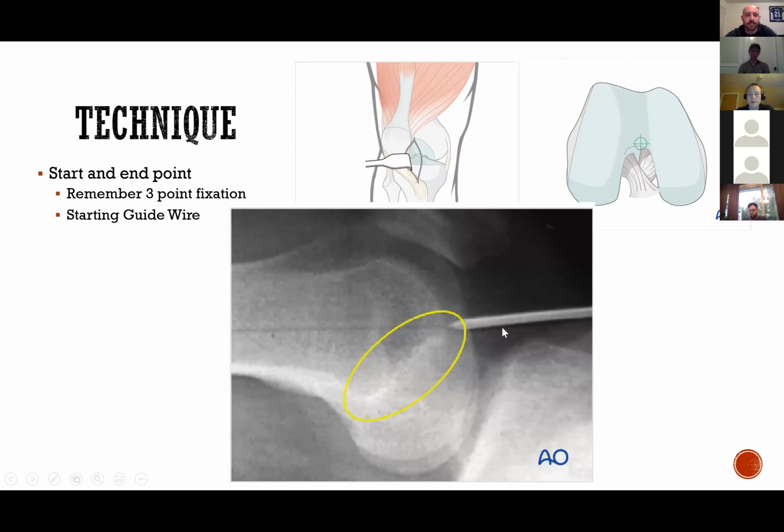On a radiograph, you can see that that corresponds just at the tip of Blumensaat's line. Blumensaat's line is this radio-dense line here. If any of you have seen total knee arthroplasty, we talk about that line all the time.